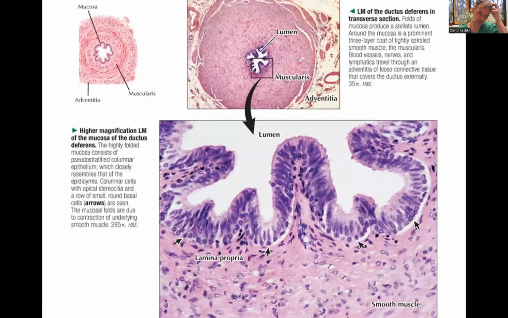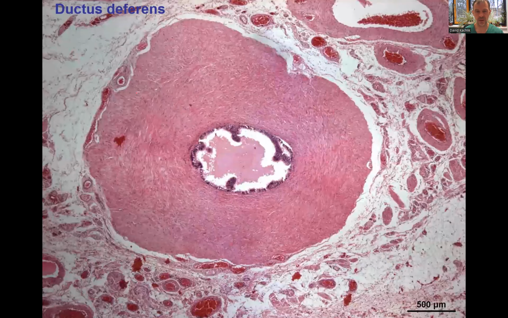So when we come to the sections, the transverse section shows you many folds and 3 layers of the muscle layer. So longitudinal, circular, and longitudinal. Yeah, you can see it's very, very thick. And the epithelium is columnar, pseudostratified with stereocilia. The stereocilia are not so nicely visible as in epididymis. You can see very, very thick muscle layer, yeah, with 3 layers, longitudinal, circular, and longitudinal.